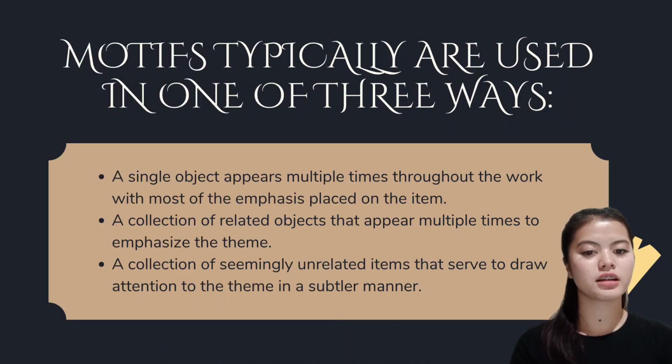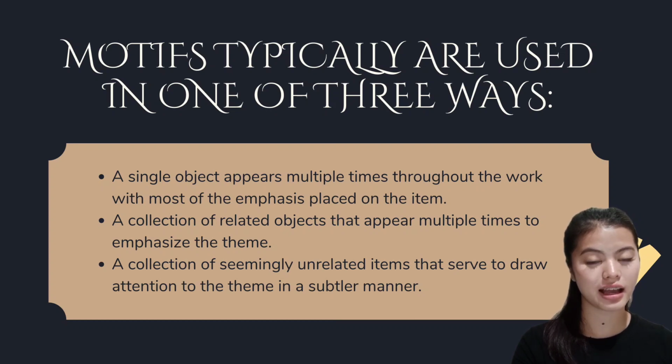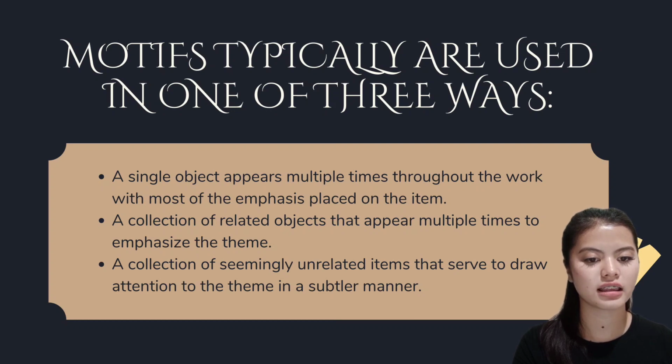Motifs typically are used in one of three ways. First, a single object appears multiple times throughout the work with most of the emphasis placed on the item. Second, a collection of related objects that appear multiple times to emphasize the theme. Third, a collection of seemingly unrelated items that serve to draw attention to the theme in a simpler manner.